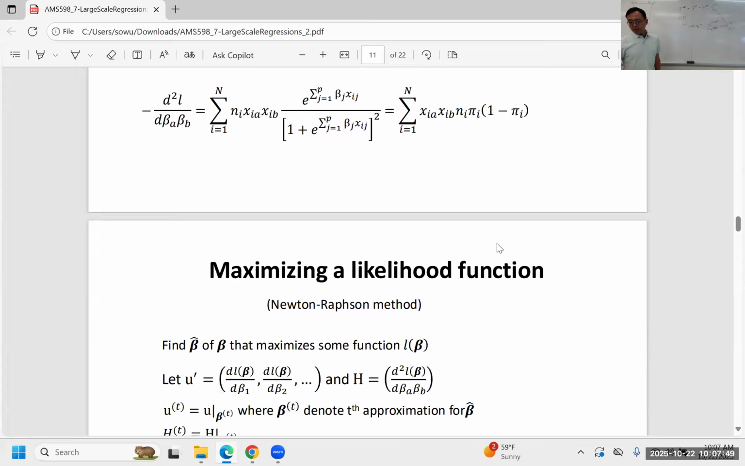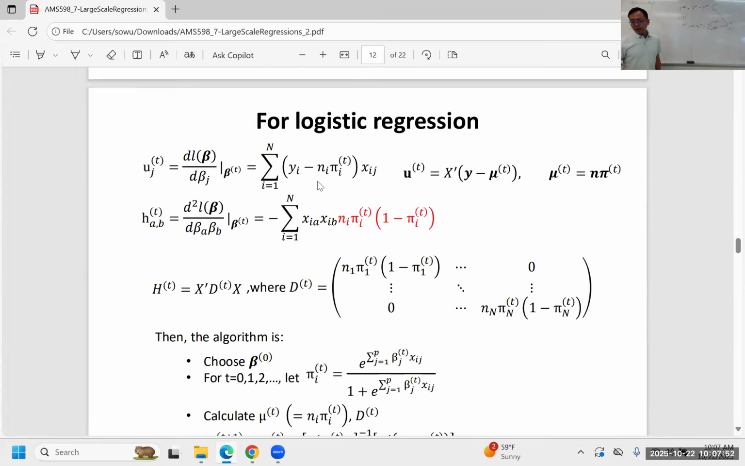So in this case, when we have this, u_j^t is basically a summation of y_i minus n_i times pi_i^t times x_ij. Although this formula doesn't show beta, the beta is embedded in the pi, so pi contains the beta we have here. So this is u_j^t, the function just for one element, for the beta_j.